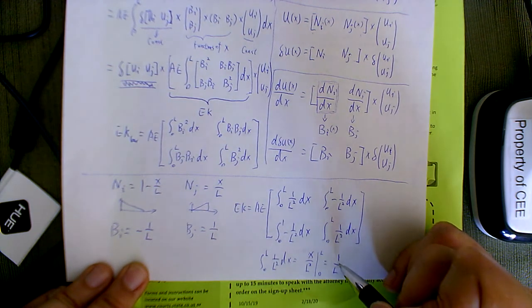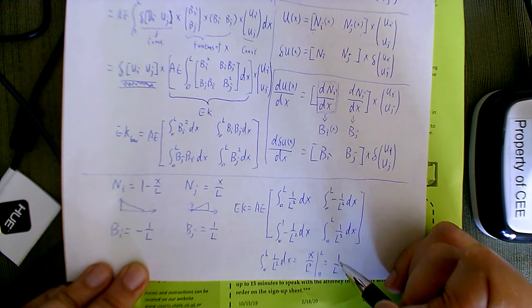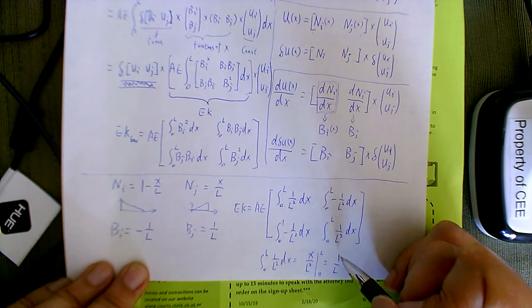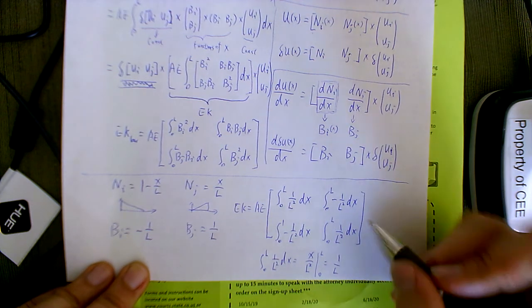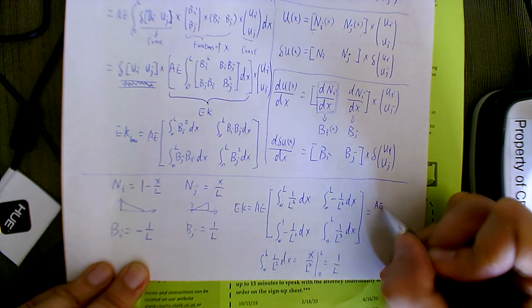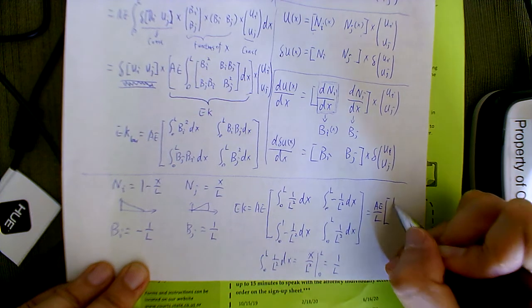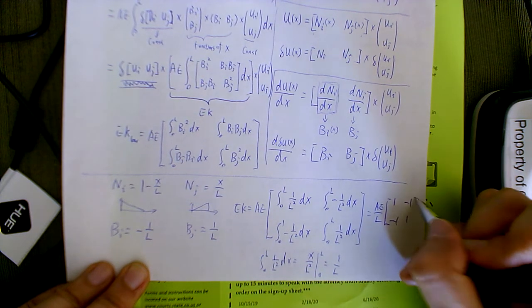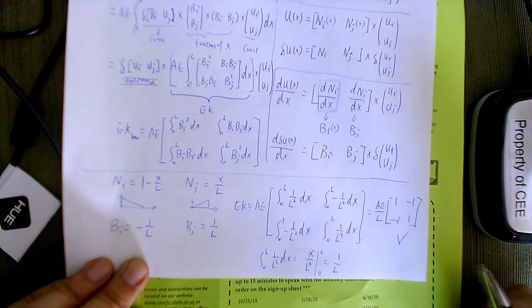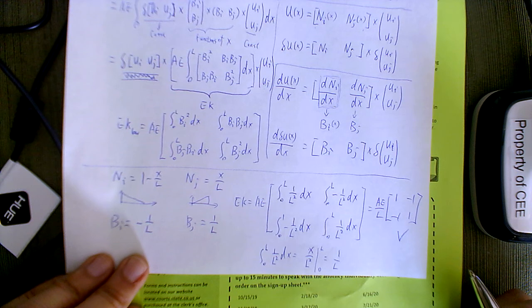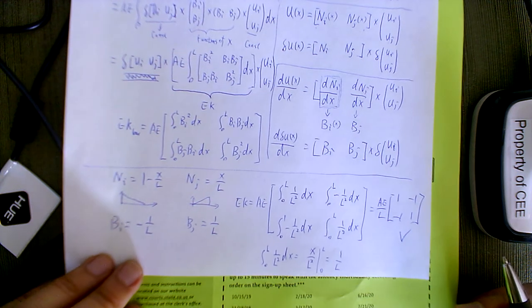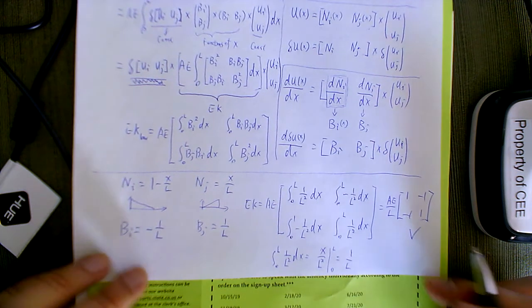Whatever. You got the 1 over L out. You got AE over L, and then 1, negative 1, negative 1, 1. Okay, that checks with the results we got from mechanics of materials.